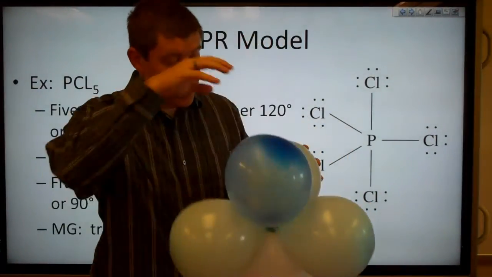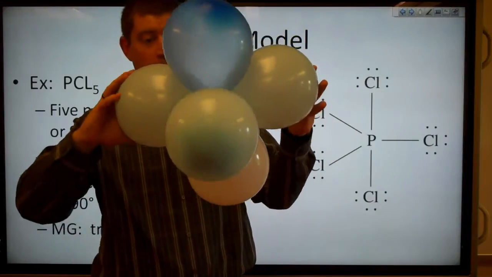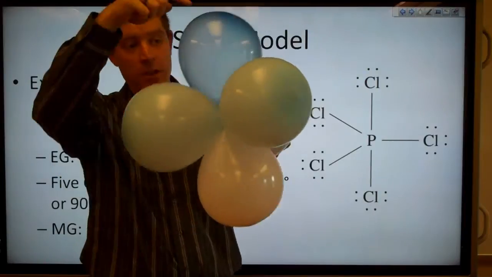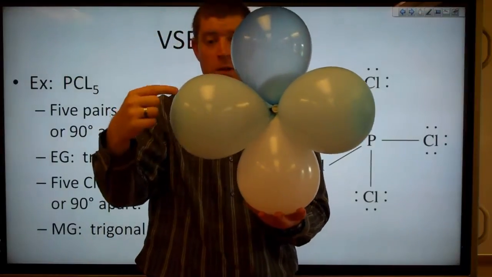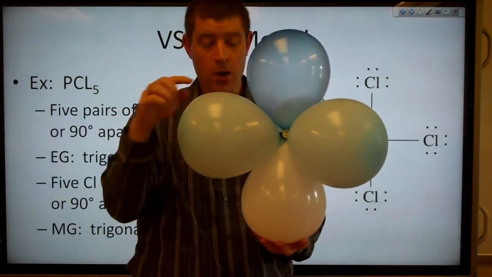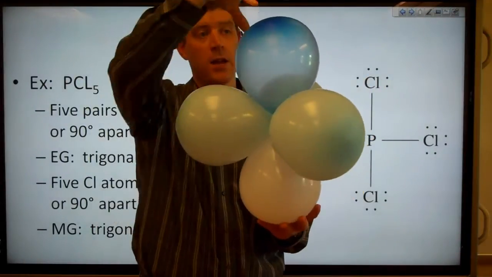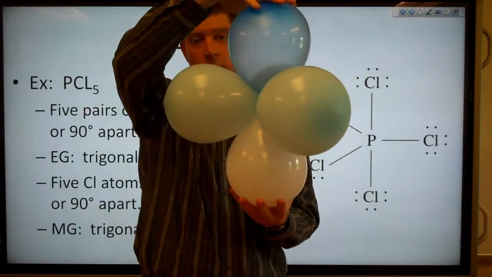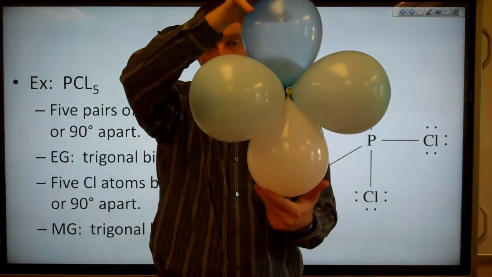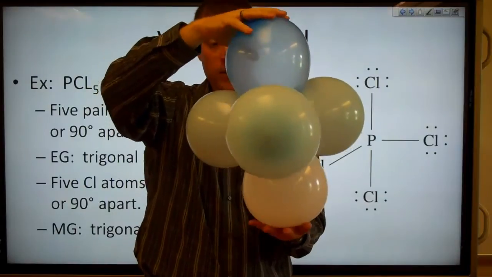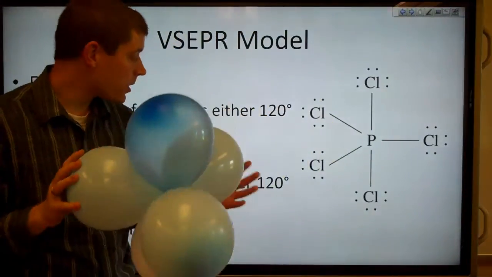We've got our trigonal planar set where the 3 light-colored balloons are 120 degrees apart. And then we've got these 2 axial balloons, the white one and the dark blue one. Those guys are 180 degrees apart, and they're 90 degrees apart from the 3 equatorial balloons, right? So the 3 equatorial ones are the light blue ones, and the axial ones are the white one and the dark blue one. And so now we've got 2 different sorts of positions. The axial ones will be a little bit farther from the phosphorus, and the equatorial ones will be a little bit closer in.